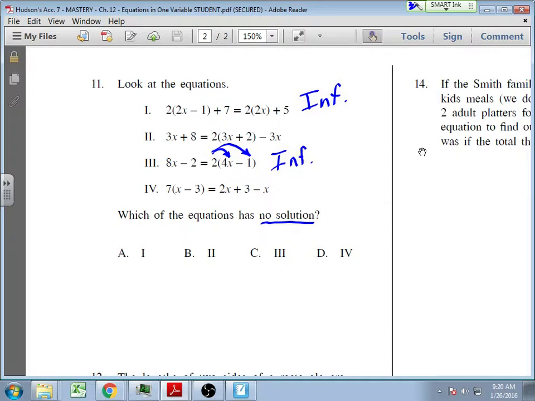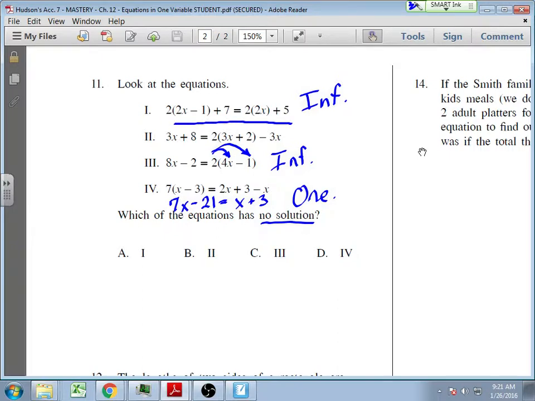7x minus 21, this is 1x. This, when I combine it, just becomes x plus 3. I see that I have different variables, different constants. That will have one solution.